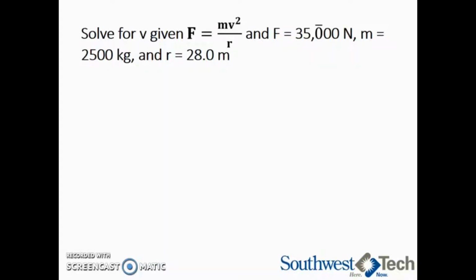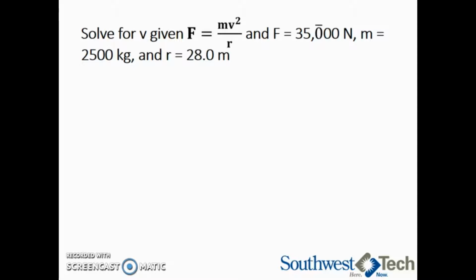This video is going to look at substituting values into a basic equation to solve a working equation for a different value. Here we want to solve for v given F equals m multiplied by v squared divided by r, when F equals 35,000 newtons, m equals 2,500 kilograms, and r equals 28.0 meters.